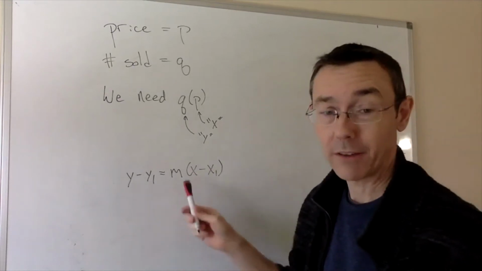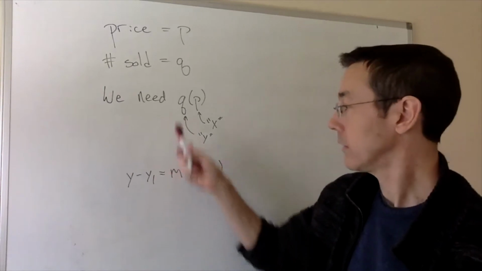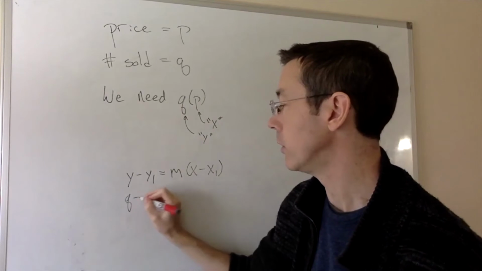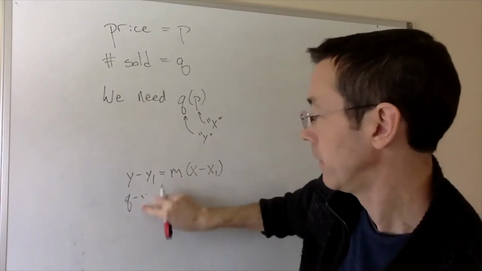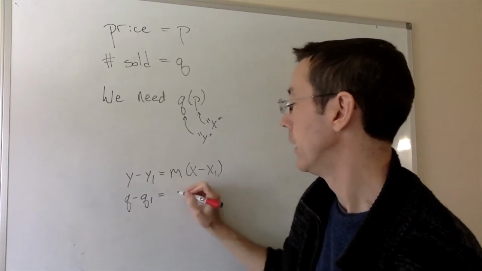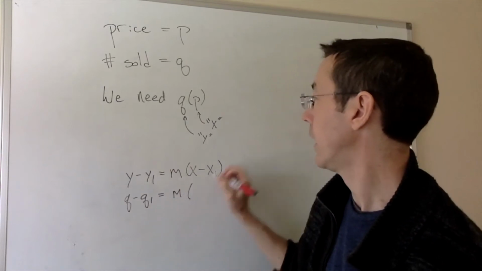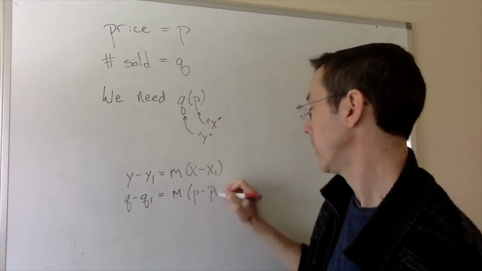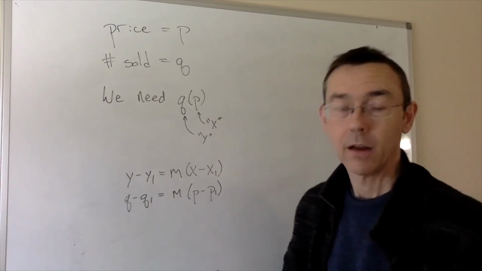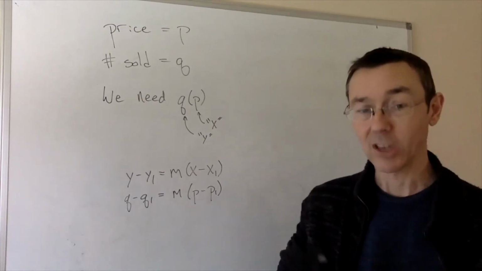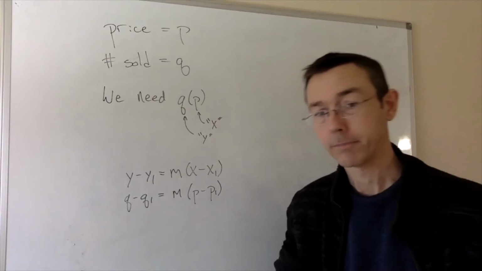Now, here we don't have x's and y's, we have p's and q's. Let's rewrite this. So y is going to become p, so q minus q1, equals m times, now x is going to become p minus p1. And again, this is using the assumption that they give us that the relationship between p and q is linear, that we have a straight line.